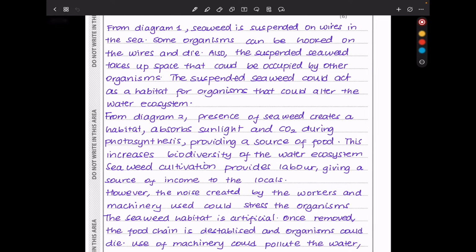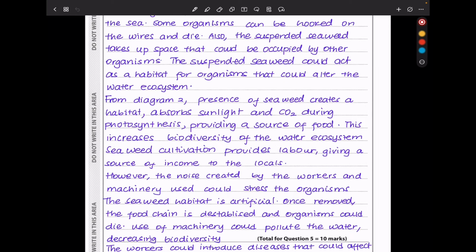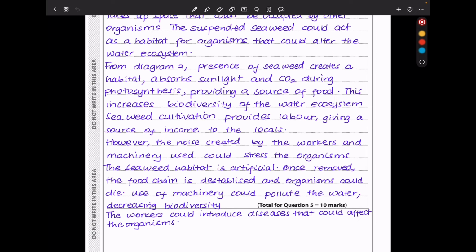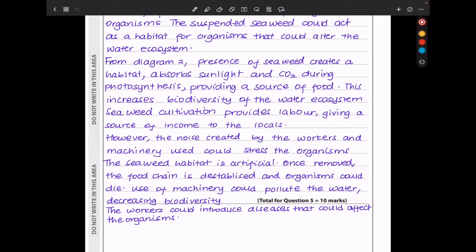From diagram 2, presence of seaweed creates a habitat. It absorbs sunlight and carbon dioxide during photosynthesis, provides a source of food, and this increases biodiversity of the water ecosystem. Seaweed cultivation provides labor, giving a source of income to the locals or the people who are employed.